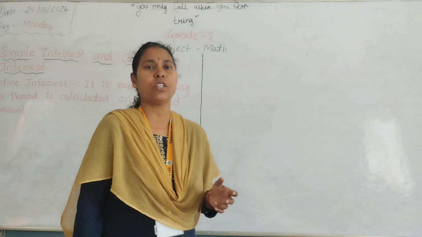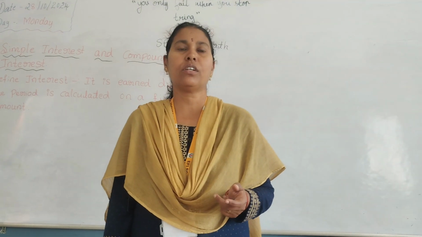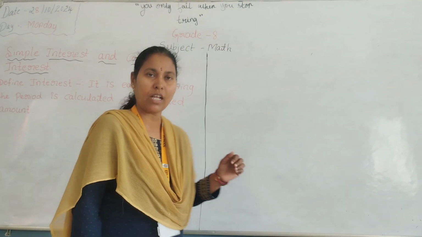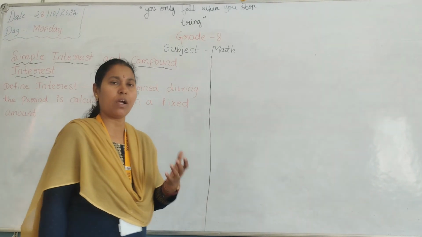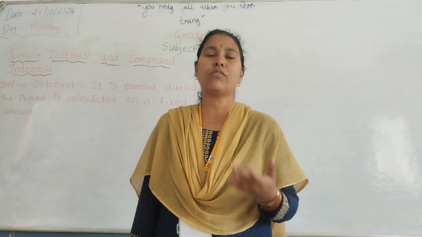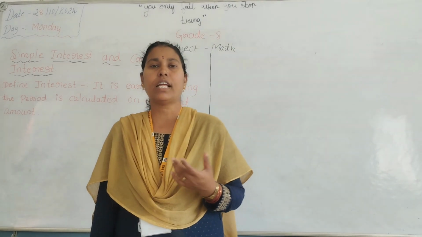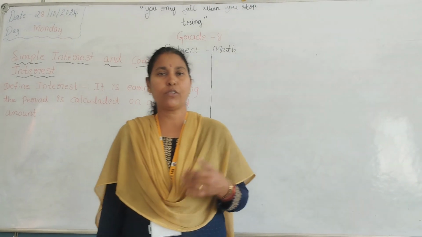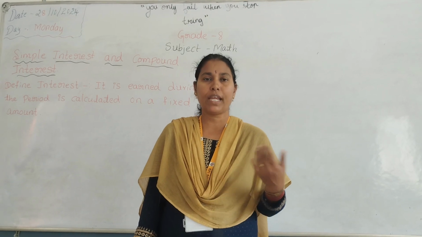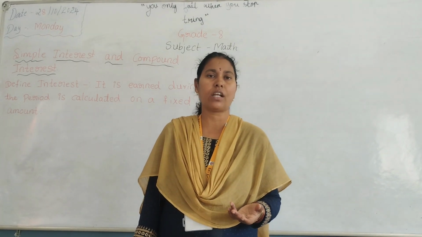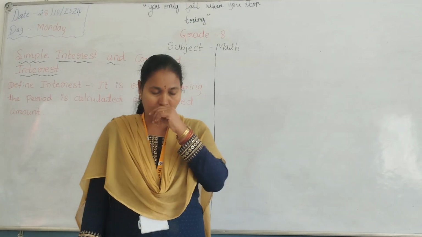In this class we studied GST, discount, profit and loss, children. In the upcoming class we will study simple interest. That means if we borrow an amount from the bank, say 10,000 rupees, after maybe 2 months or 6 months or 1 year, we have to pay interest to the bank, children. They will tell us how much amount.